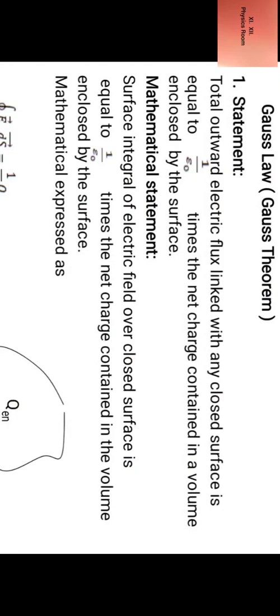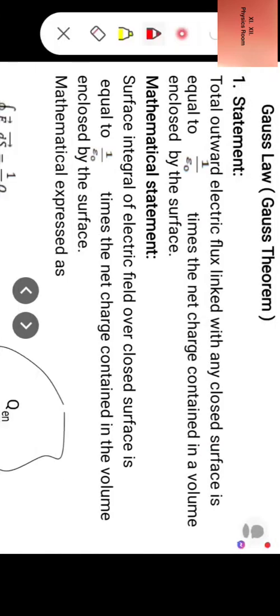Hello friends, continuing with the topic of electric flux, today we take up Gauss law or Gauss theorem. What is the statement? Let us see. Total outward electric flux linked with any closed surface is equal to 1 by epsilon 0 times the net charge contained in a volume enclosed by the surface.